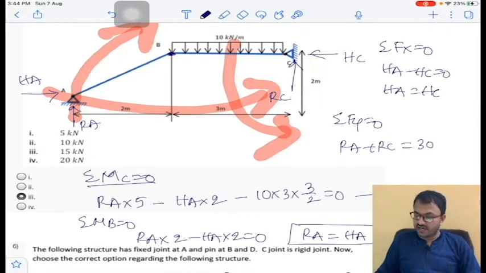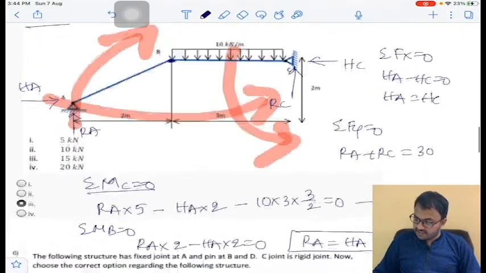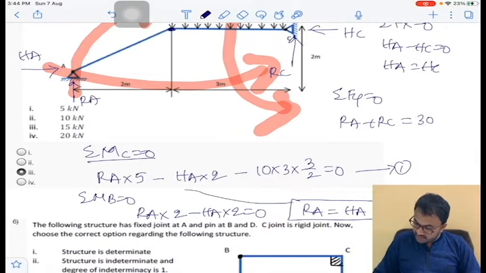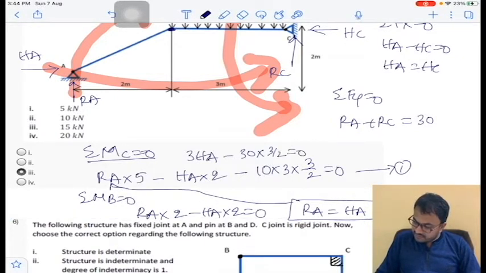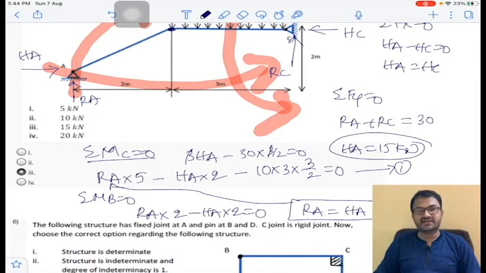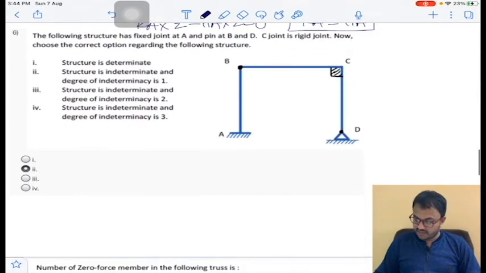Clear? What we want ultimately, he asked horizontal reaction at A. So you can substitute HA in place of RA. 5 HA minus 2 HA will become 3 HA minus 30 into 3 by 2 is equal to 0. 3 will get cancelled, so HA will become 15 kilonewton. Very important: even though the ends are fixed, he has given some internal pin at point B. So that's why we can solve this problem. Otherwise it will become an indeterminate structure. So the answer will become 15 kilonewton. It is option 3.